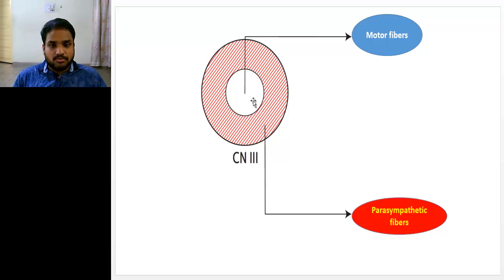Now, in case of ischemic or diabetic nerve palsy, the motor fibers are first affected. The central fibers in case of a vascular disease, okay, and also in case of diabetes. When there is ischemia or infarction of the nerve, the motor fibers are first affected in such cases. Fine. So that is very important. So in these cases, when the motor fibers are affected, what happens? The sphincter pupillae would be spared, right? Because parasympathetic supply is less affected.